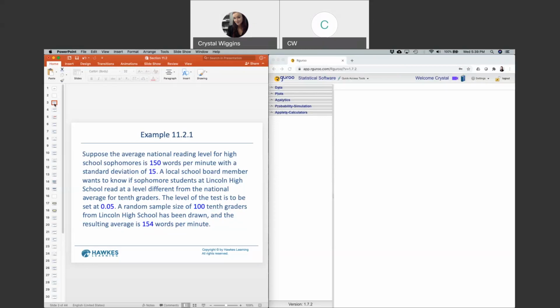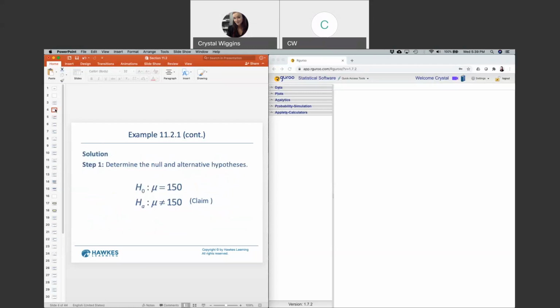A random sample size of 100 10th graders from Lincoln High School has been drawn, and the resulting average is 154 words per minute. If, when I talked about alpha being the probability of a type 1 error occurring, that is not familiar, please go back to the 11.1 video on the introduction to hypothesis testing, where I explain the difference between the two types of errors. Now, let's go through this. We're going to have to refer back to this slide quite a bit as we're just getting the hang of this, but let's see what our steps are.